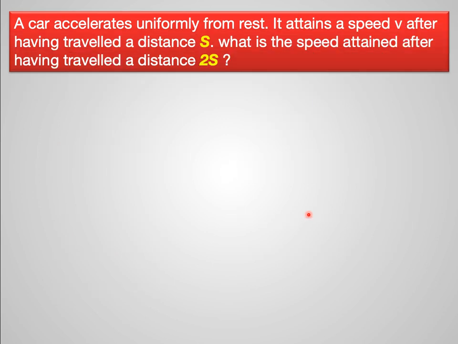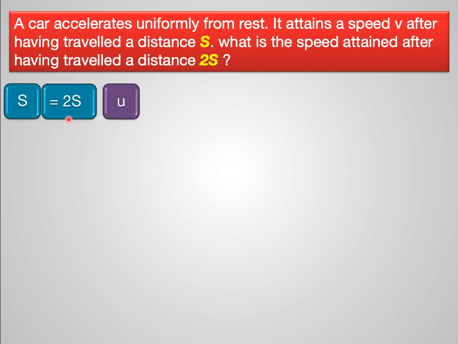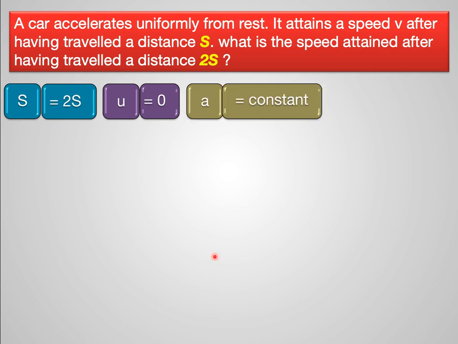Here you are finding the relation between displacement and speed. So it has a speed v after a distance s. What will be the speed after a distance 2s? Remember, it's not moving at constant speed, it's accelerating. So answer is not 2v. S is double is given. U is 0 because it's given from rest. Acceleration, we don't know the value, but we know it's constant. We are asked to find what will happen to this.